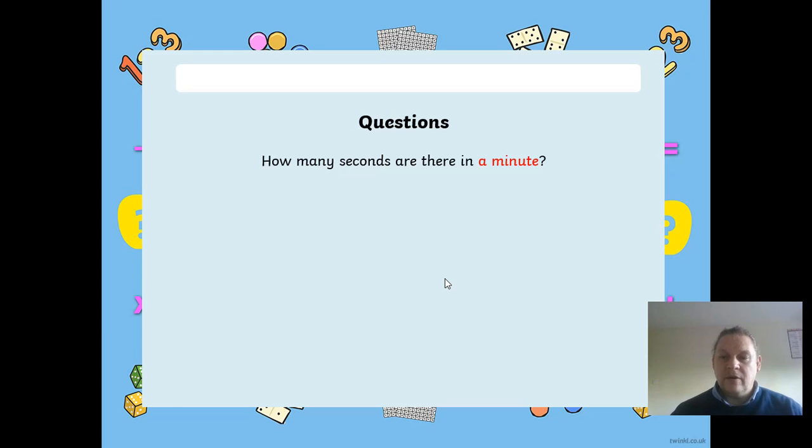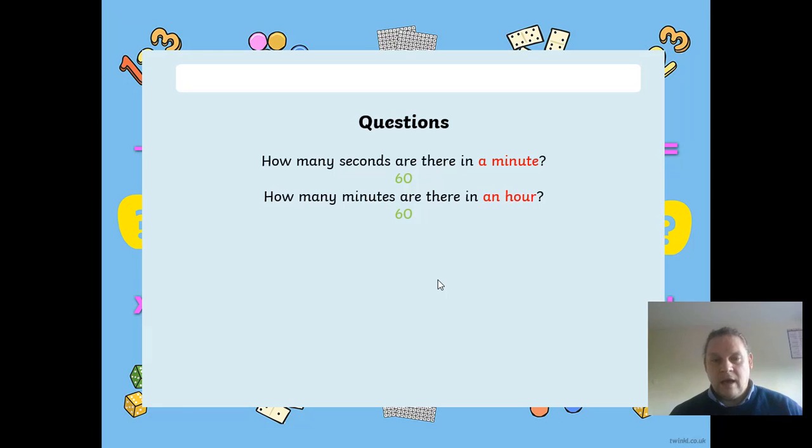How many seconds are there in a minute? Who knows this? There are 60 seconds in a minute. How many minutes are there in an hour? There are 60 minutes in an hour.